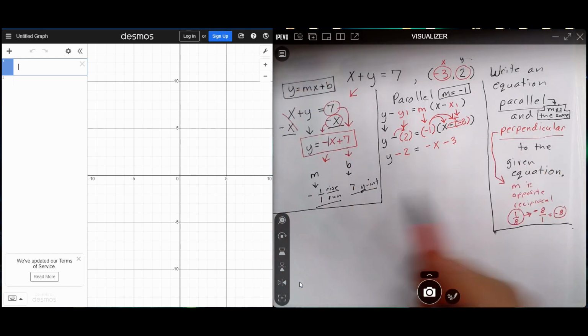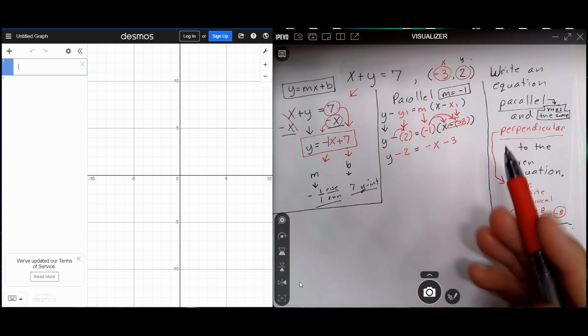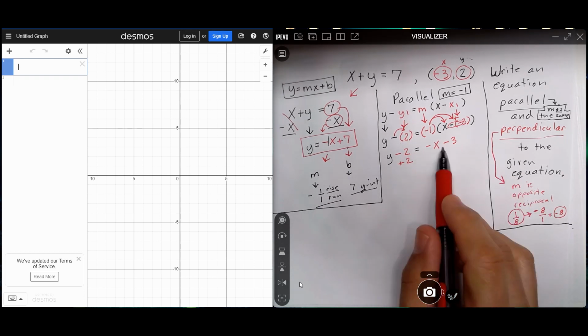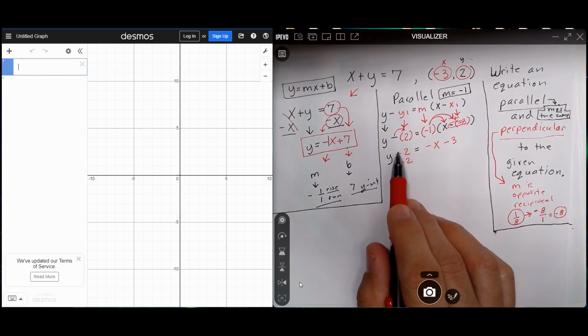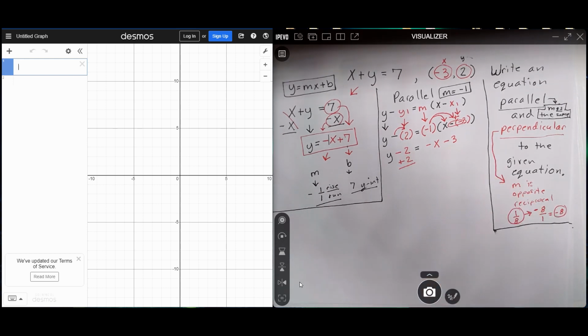So I'm going to start combining some terms. I need to move this 2 away from my y. So it's a -2, and we always do inverse operations when we want to move something to the other side of the equal sign. So instead of subtracting 2, I'm going to add 2. That allows these 2's to cancel.